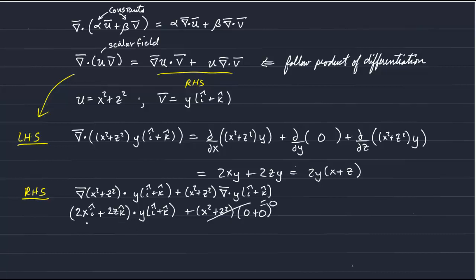So we're left with just one divergence of two vectors, the first vector being the gradient of the scalar, and the second vector being our vector v. And that is equal to 2xy. Again, we're just multiplying the i hat components, and we have to add that to the k hat component, and that's 2z. And so that's 2y times x plus z. We therefore have verified this vector identity by evaluating the left-hand side and showing that it was the same as the right-hand side of this vector identity.